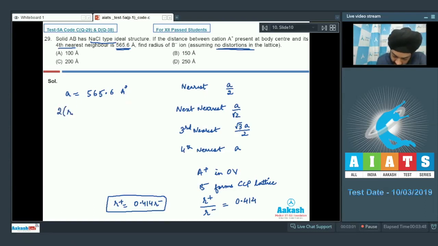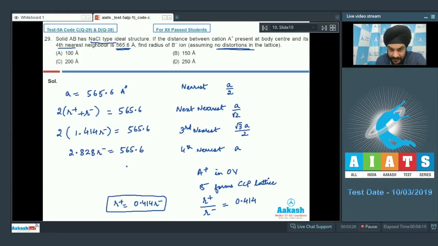We can now put this r positive, r negative in the above expression for a. So, we have twice of r positive plus r negative is equal to 565.6. And if you put the value of r positive in terms of r negative, we have 2 into 1.414 r negative equal to 565.6. So this will give us a value of 2.828 r negative equal to 565.6. And on solving this expression for the value of r negative, we have r negative equal to 200 angstrom. So students, for this question, we have to select the correct answer as option C.